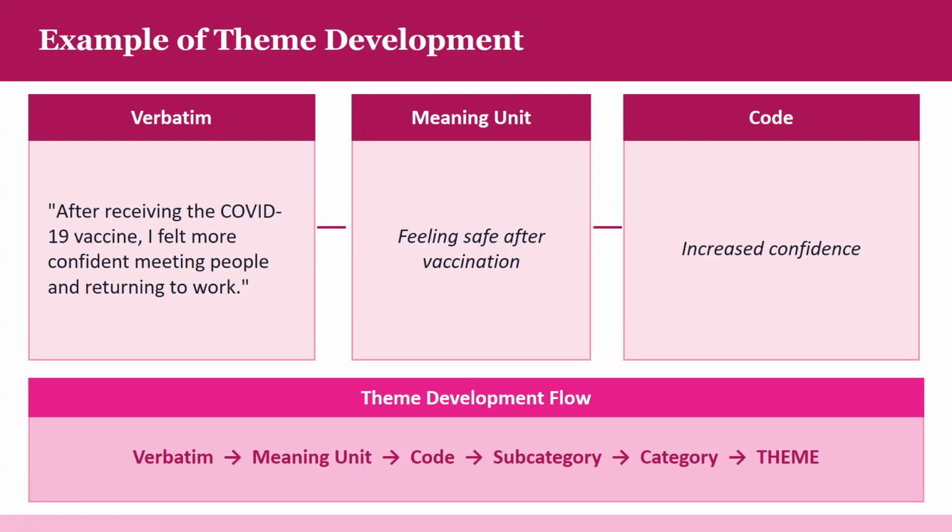So the theme development flow is we start with the verbatim, we develop a meaning unit, and we make a code from this meaning unit. Then from these codes, we make subcategories and categories, and finally, we develop a theme which is representing the whole idea or concept.